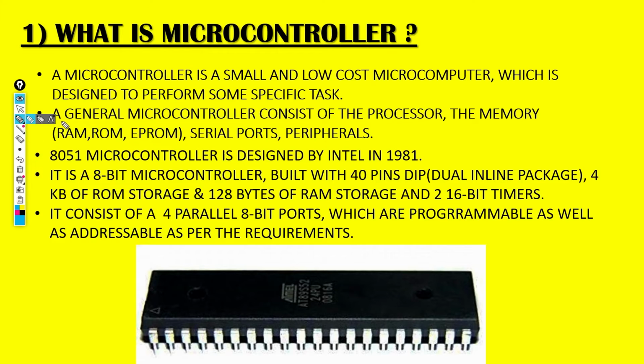So in general, a microcontroller consists of the processor, the memory, which is RAM, ROM, and EEPROM, serial ports, and peripherals. So, in detail, a microcontroller consists of processor, memory, and peripherals and serial ports. Peripherals are used to connect input-output devices such as keyboard, mouse, printer, etc.